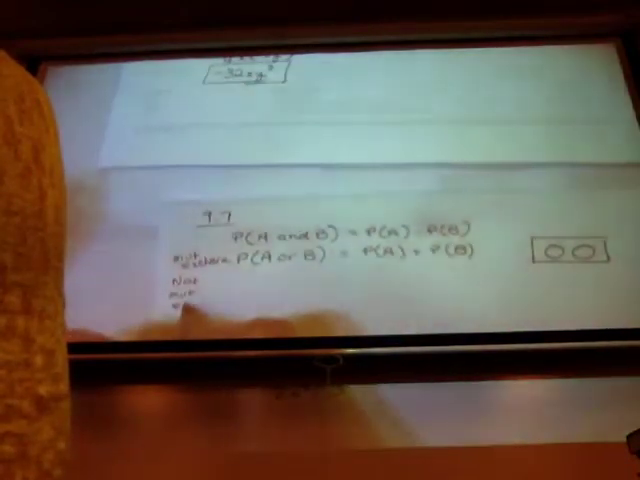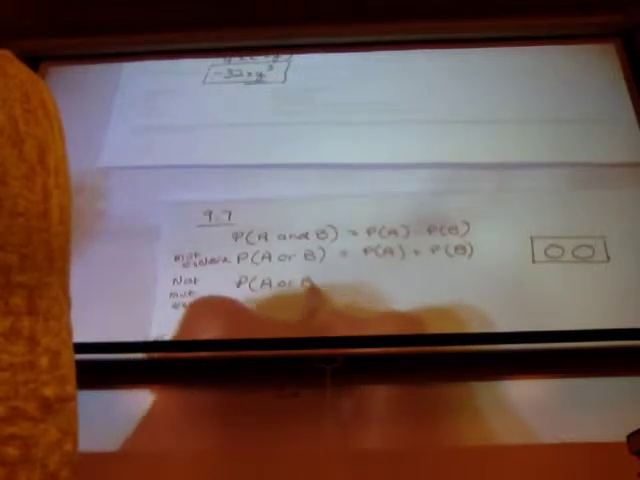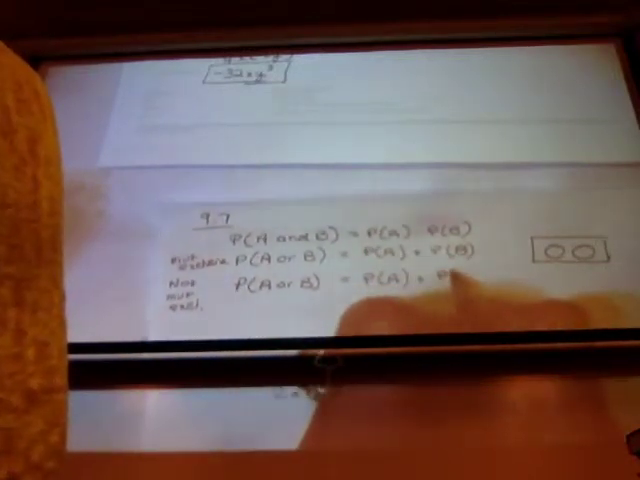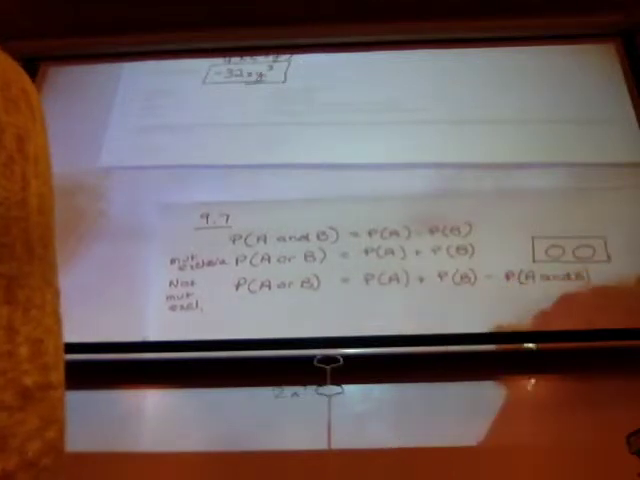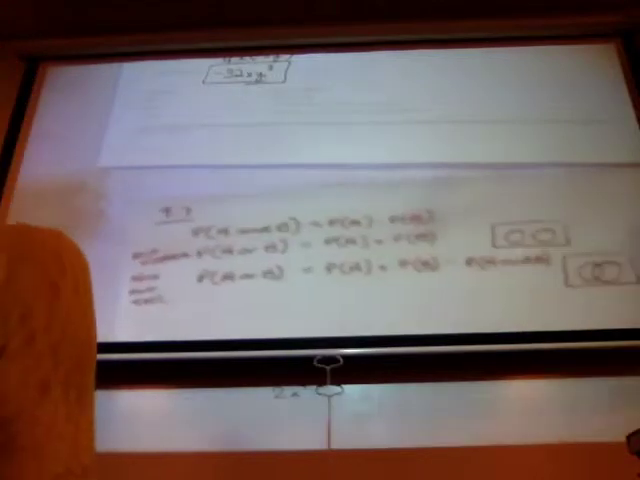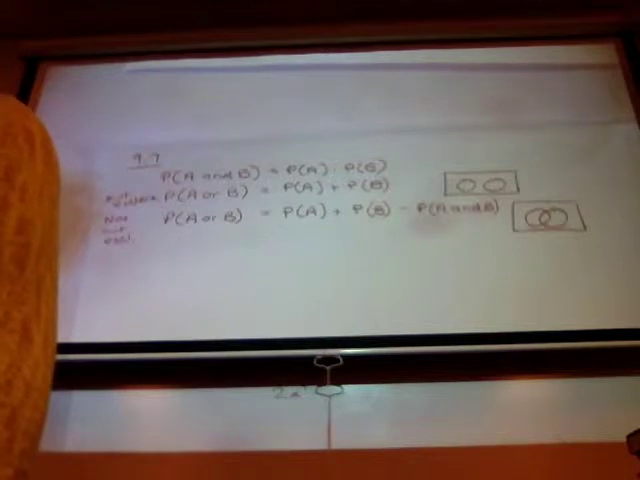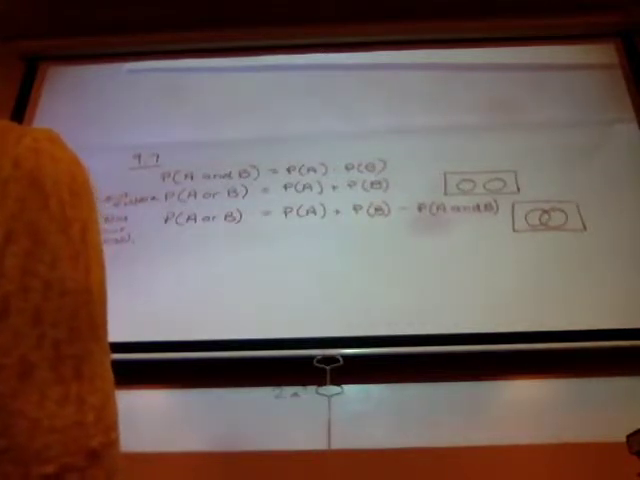If they are not mutually exclusive, then we have to subtract the overlap. So we have the probability of A plus the probability of B minus the probability of A and B. And this is when we got into rolling of a die. And you had that on your quiz. Okay? So that was basically that part.